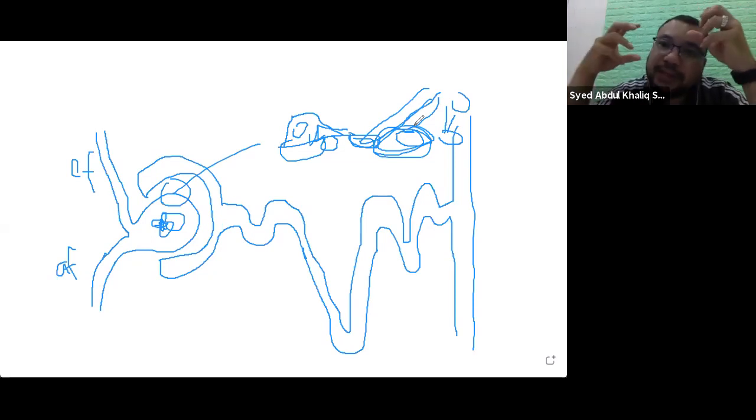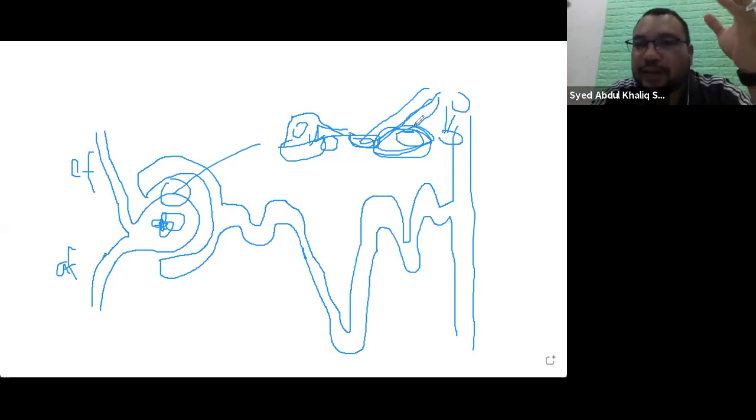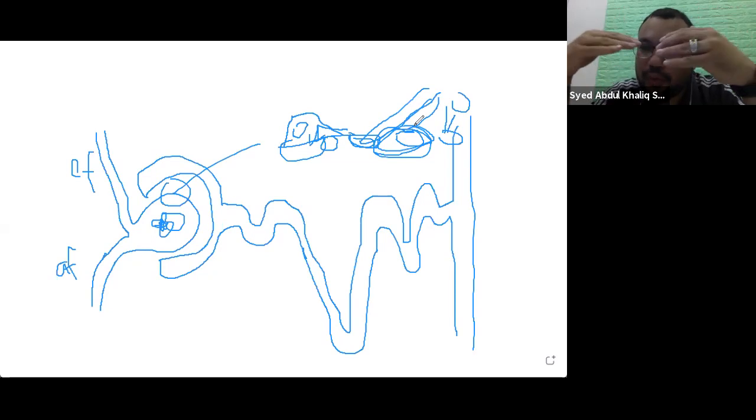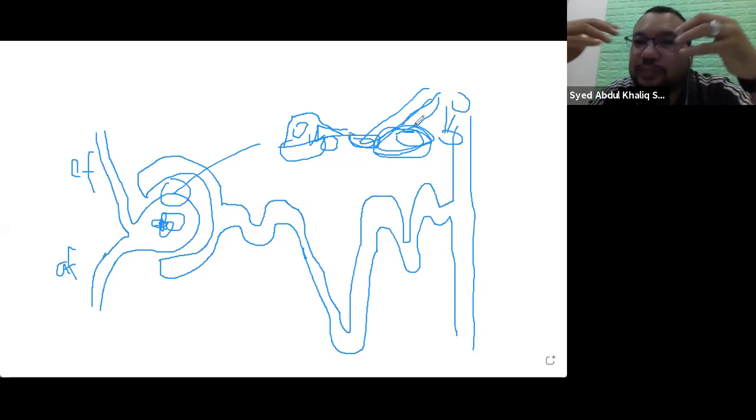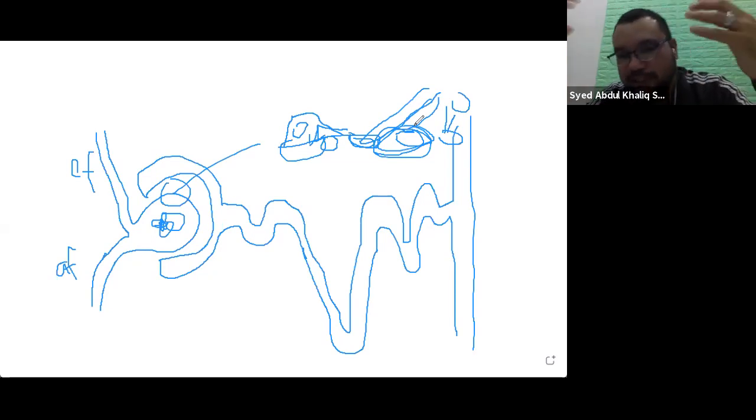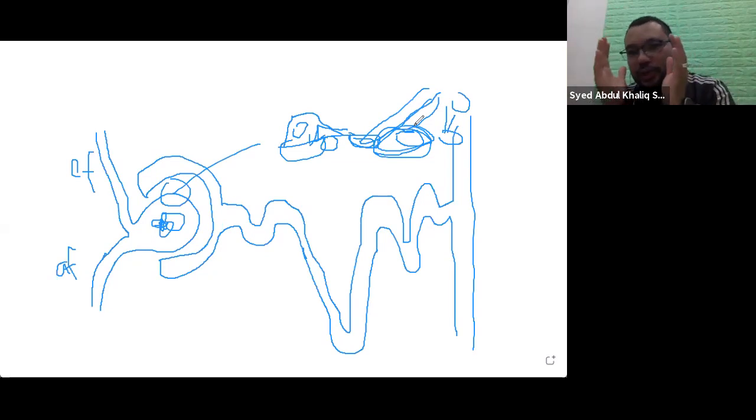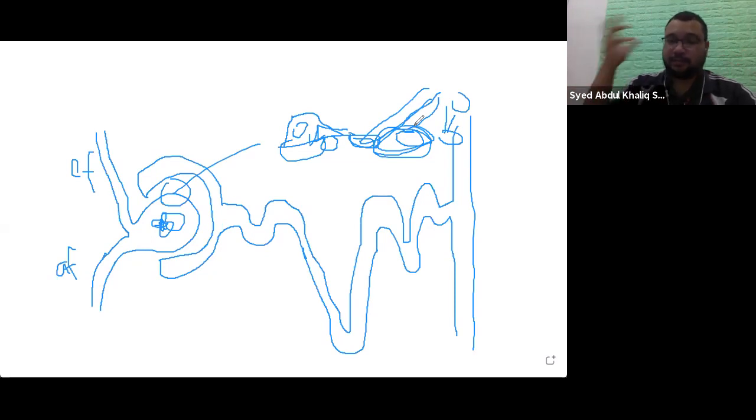Before this, big particles like albumin cannot pass through because the holes are small. Now because of effacement of the podocyte foot processes, the lumen, the channel, becomes bigger. When it becomes bigger, bigger molecules like blood, RBC, and albumin can pass through.